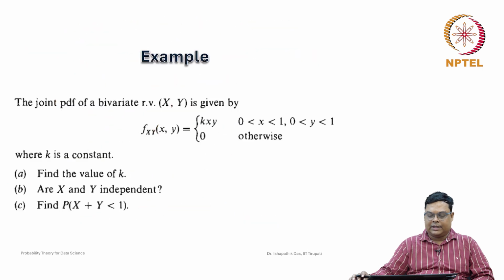Next we will discuss another numerical example. I hope you have understood from this numerical example how to find the constant k for a joint probability density function, and how, to check whether x and y are independent, we first find the marginal probability density functions of x and y and then check independence, and then how we can compute the probability that x plus y is less than 1.